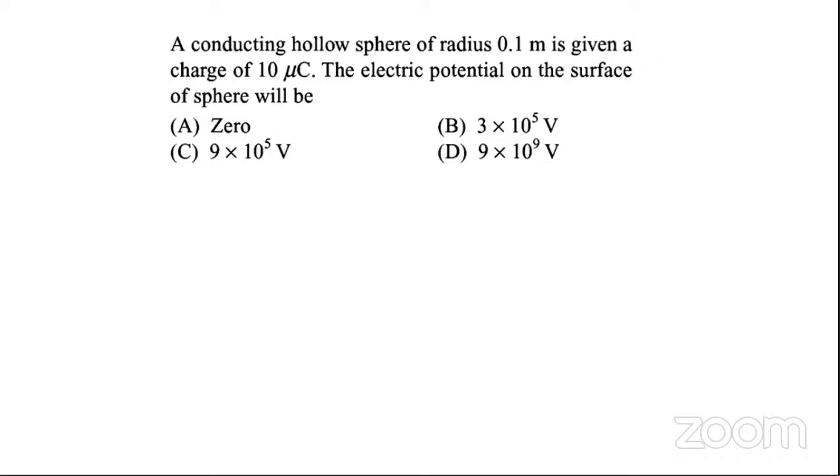I think this is a direct question. The potential on the surface of a sphere is given as kq by r, that is 9 into 10 to the power 9 multiplied by 10 into 10 to the power minus 6 divided by 0.1 meters, that is 10 to the power minus 1. And if you simplify this, we get the answer as C.